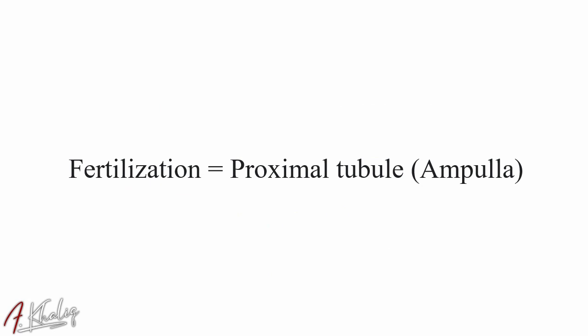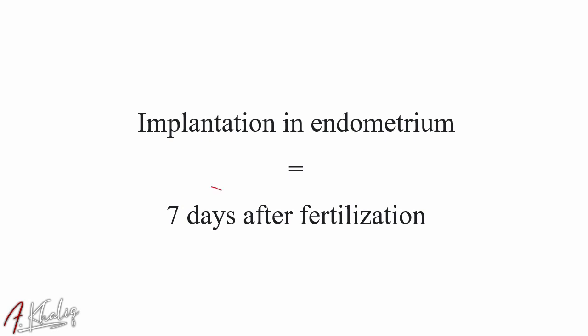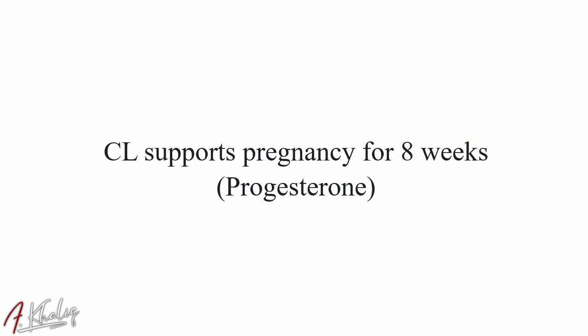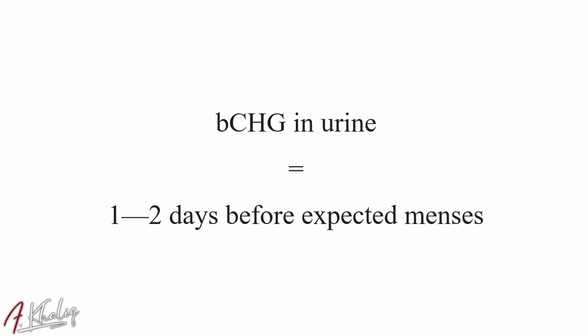Fertilization usually takes place in the proximal tube, which is the ampulla, and 7 days after fertilization, you're going to have implantation in the endometrium. The corpus luteum is going to support pregnancy for the first 8 weeks, and that's going to support through progesterone. Beta HCG in the urine is seen 1 to 2 days before expected menses in a pregnancy.